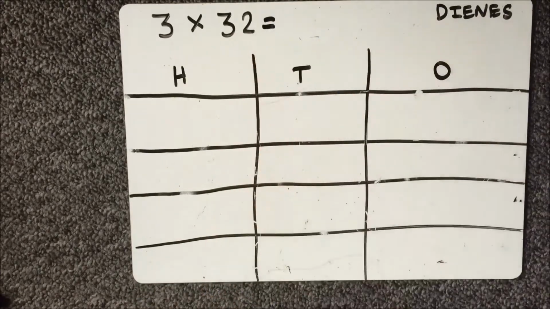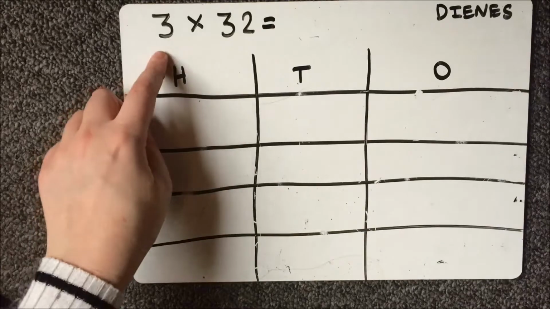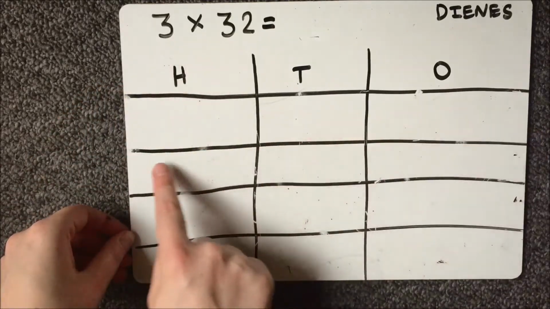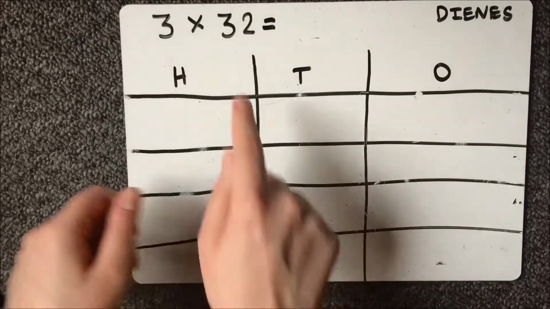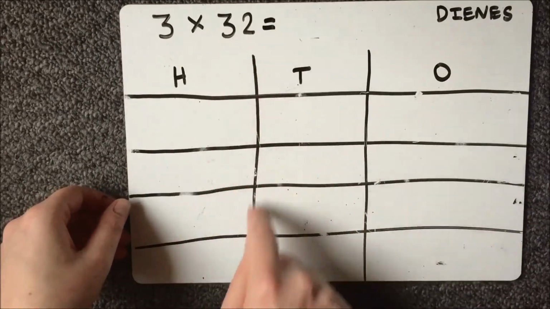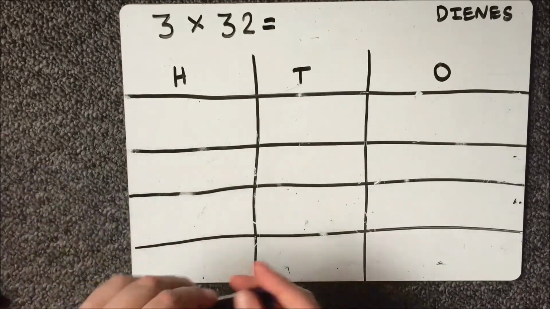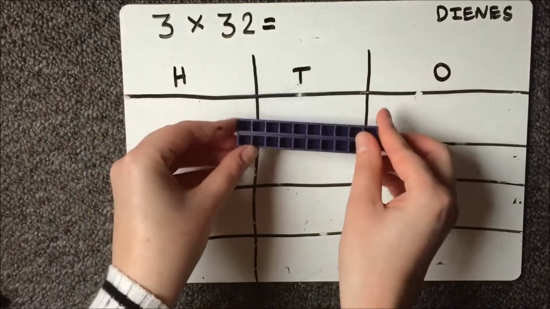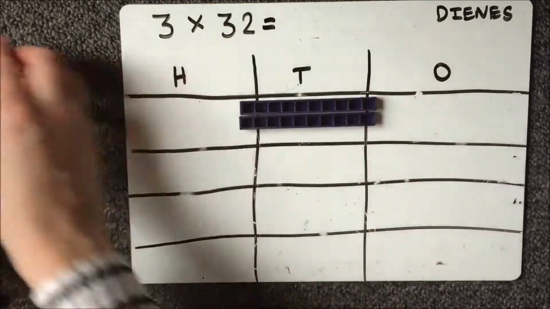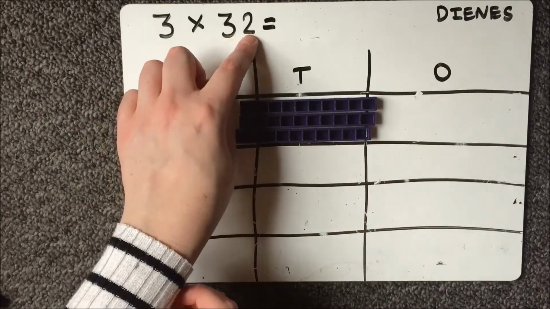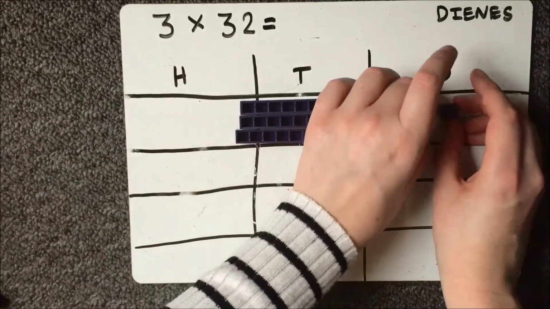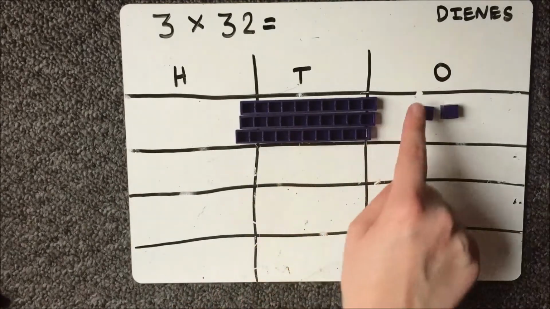Let's go through it together. So I need to make 3 rows. So I've got 1, 2, 3 rows. You'll see what this one is used for after. And in each row, there needs to be 32. So I'm going to do my 30 first of all, 10, 20, 30. It goes in my 10s, remember the 30. And then the 2 will go in my 1s. That's one group of 32.